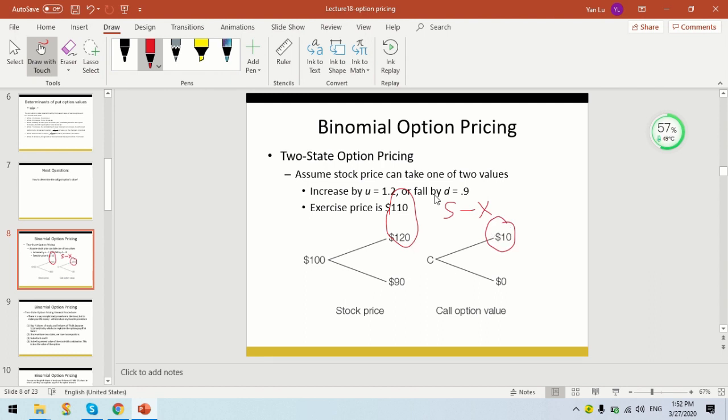Second scenario, if the stock price falls by 10%, then in the future the stock price is $90. If you use 90 minus 110, you will get a negative cash flow. So what shall we do? Last class we talked about this scenario, right? So we will choose not to exercise it. Then the call option's value will be zero. So we will either take a positive cash flow or a zero. We will never take any negative cash flow. This is the key.